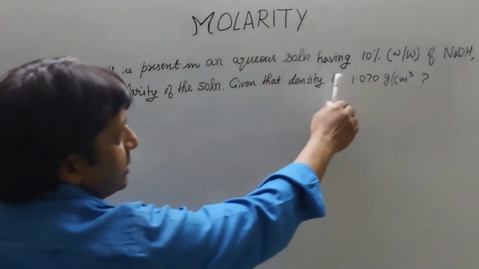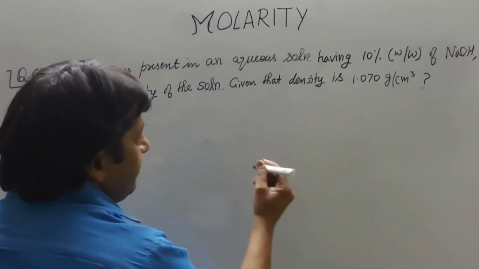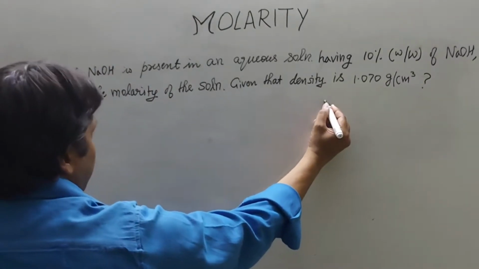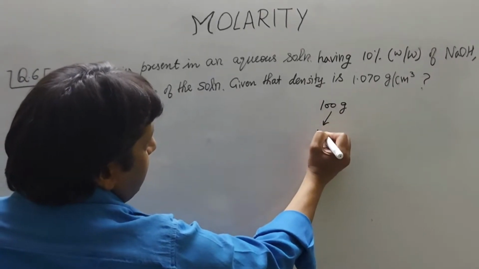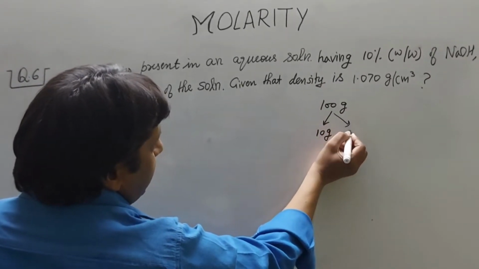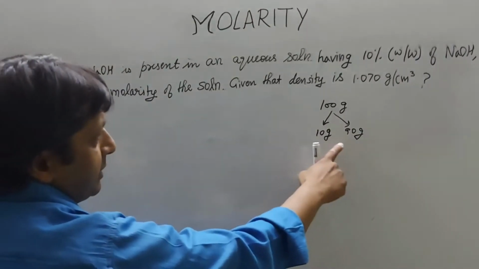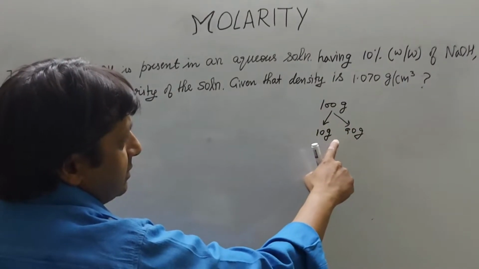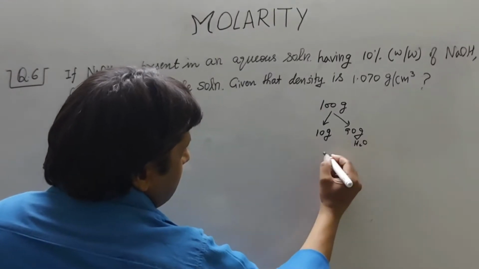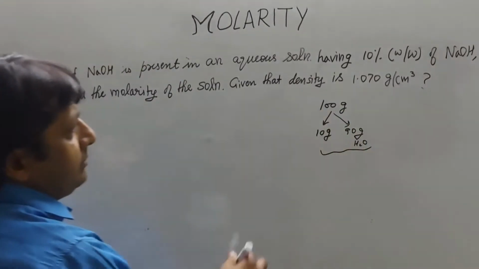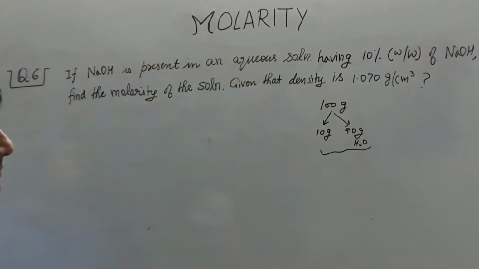First of all we have to understand what is 10% W by W. 10% weight by weight means if we have 100 gram of solution, then 10 gram is sodium hydroxide and 90 gram is water. This is 10%. Out of 100, 10 is sodium hydroxide and 90 is water. Total 100 gram, but 10% is sodium hydroxide.